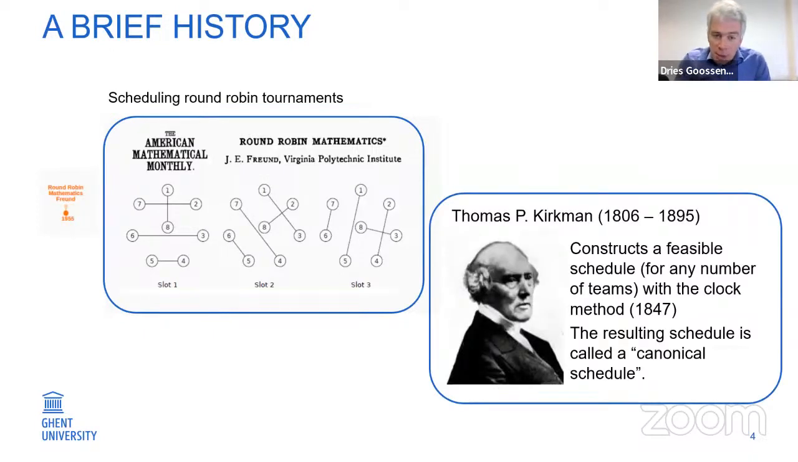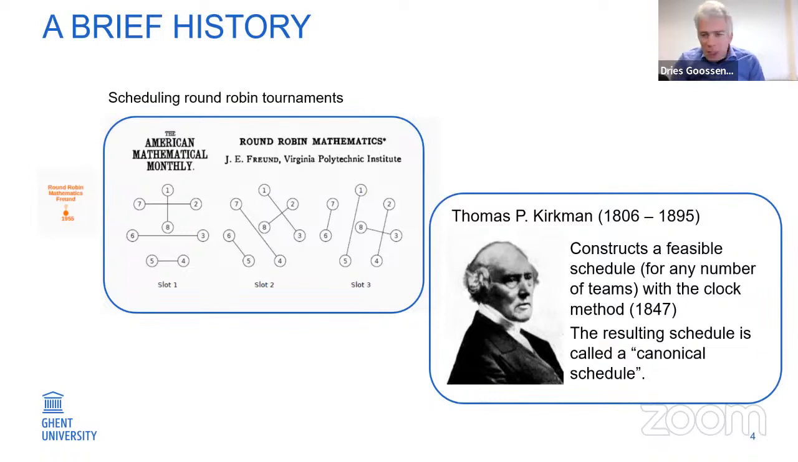This is Thomas Kirkman, a British reverend, who already in the 1800s came up with a way to construct feasible round-robin schedules with what we call now the clock method. So it goes back to 1847. And schedules that result from that method are called canonical schedules.